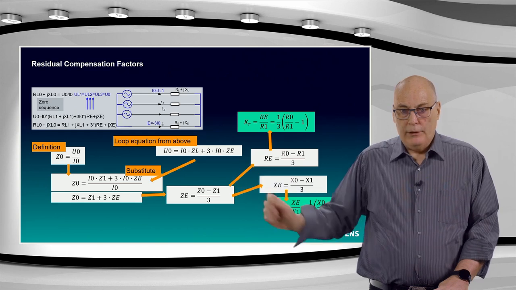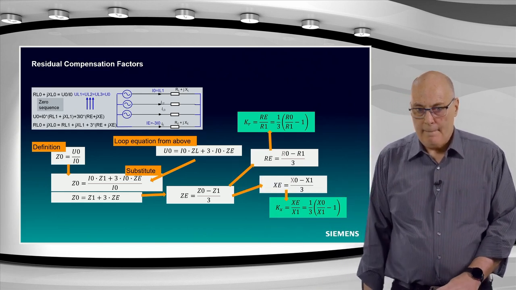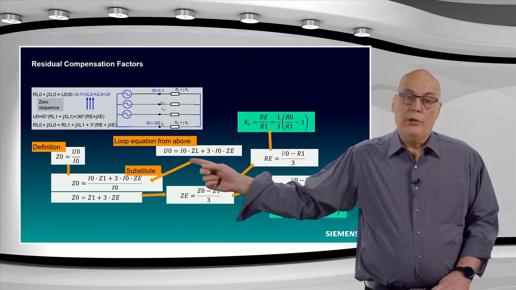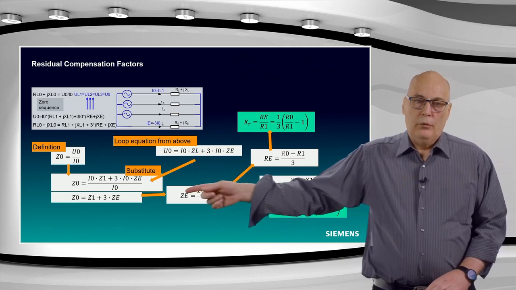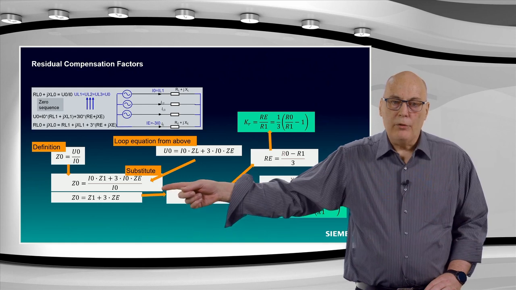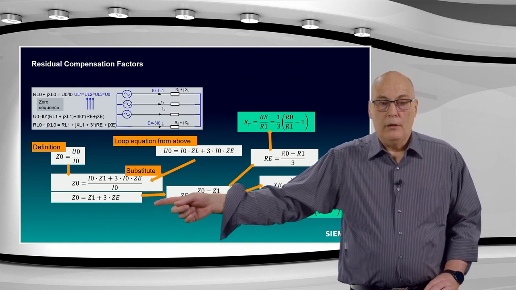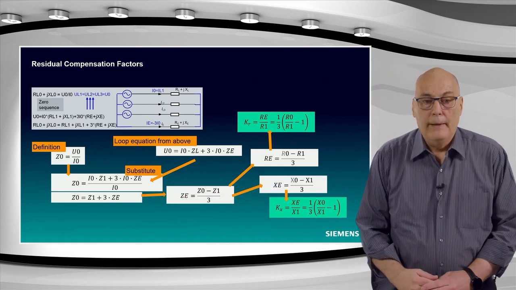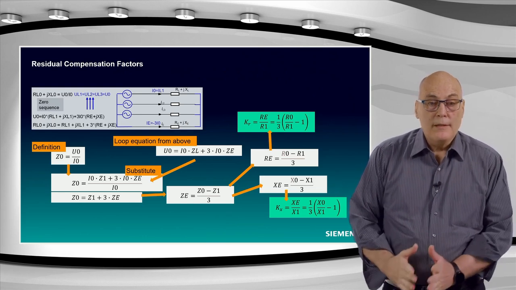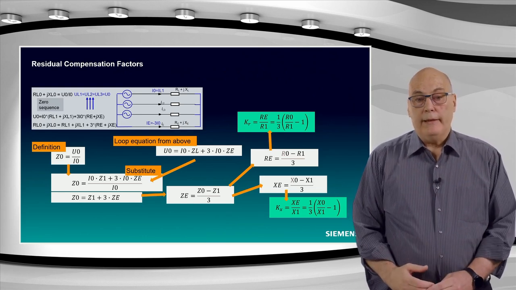But for the loop equation, this is the correct way to do that. Taking the definition and substituting this for the U0 in the definition, you then get this bottom equation here. And then if you divide the I0 into the top, you get the simple equation at the bottom there. Very interesting. If you look at that, Z0 equals Z1 plus 3ZE.